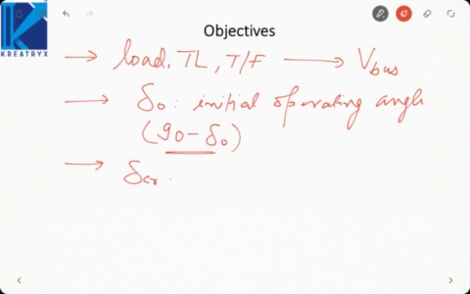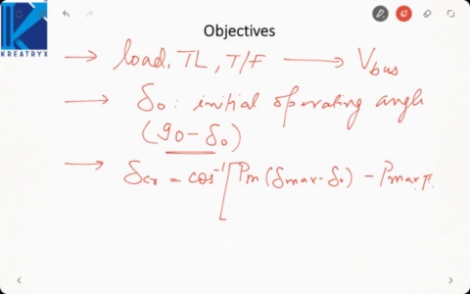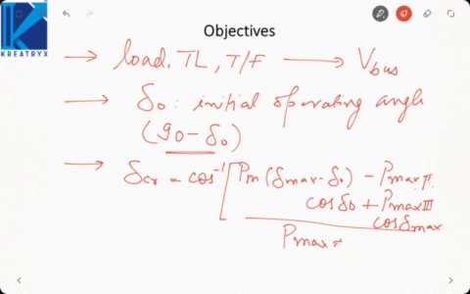For transient stability, delta CR is cos inverse of [PM (delta max minus delta naught) minus P max 2 cos delta naught plus P max 3 cos delta max] divided by (P max 3 minus P max 2). That means the critical clearing angle depends on the initial operating angle delta naught. Delta naught is always determined on the basis of load flow analysis. So it also helps us in deriving the transient stability of the system.